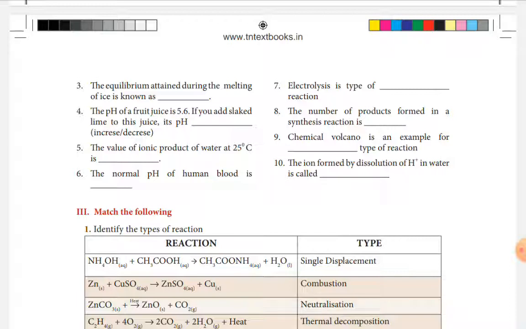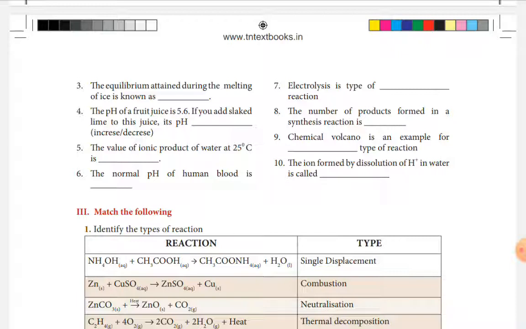Because there is no chemical change. It's going to change from ice to water, then water to vapor, then vapor condenses again to water, then water again freezes to ice. So this is a physical equilibrium.